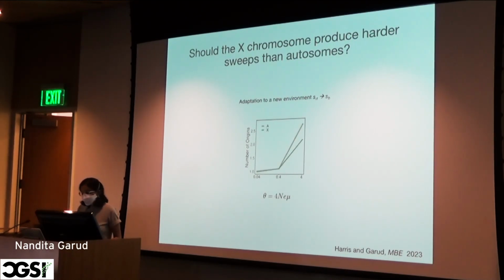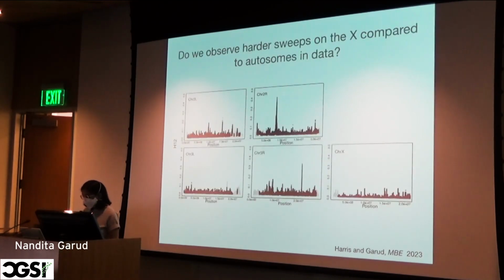And here's what we get. In yellow, we have autosomes, and in green, we have X. And you can see that the autosomes, on average, have higher numbers of origins, indicating that sweeps should be softer on autosomes than the X. I'm just showing one simulation scenario. We've tested numerous different scenarios, and this more or less generically holds.